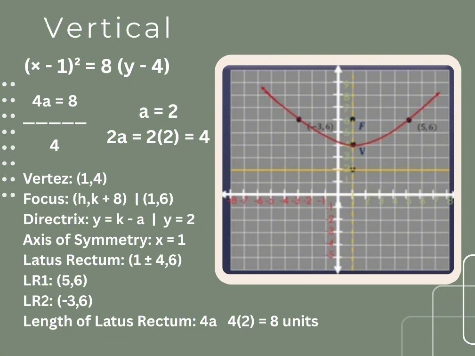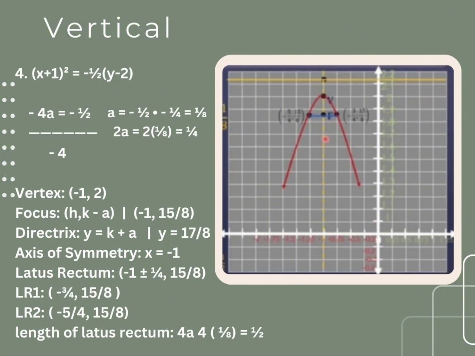On the graph, the red curve is the parabola. The point labeled F is the focus at (1, 6). The yellow line is the directrix. The vertex V is at (1, 4). The latus rectum endpoints are (5, 6) and (-3, 6). And that's how you analyze a parabola when the vertex isn't at the origin.